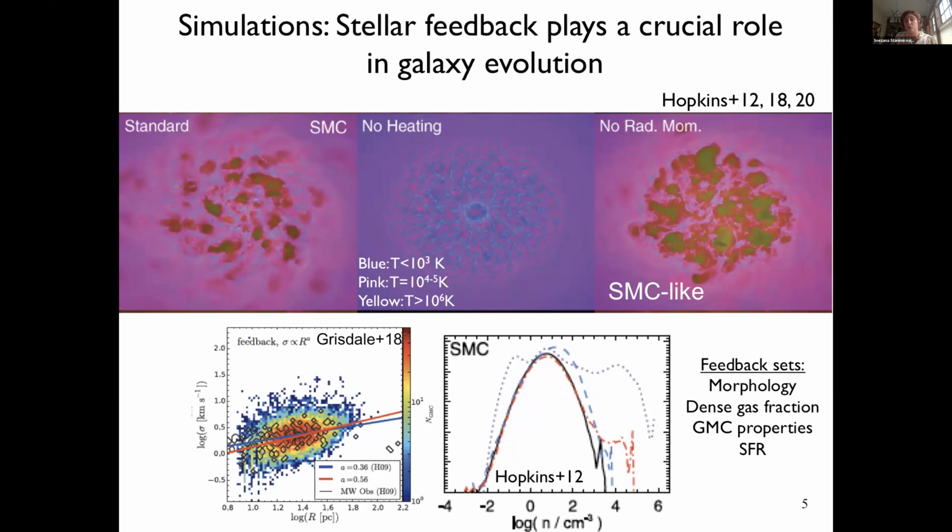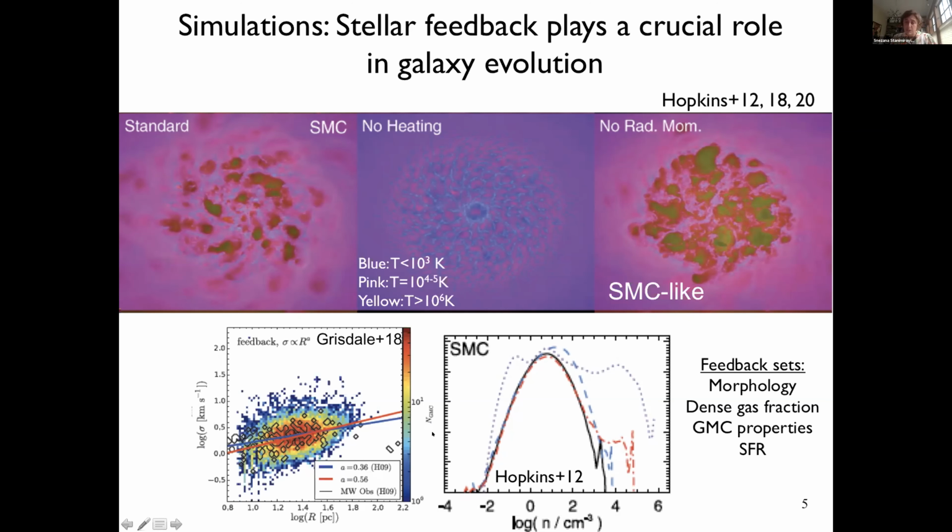And numerical simulations are telling us that stellar feedback plays a crucial role in understanding galaxy evolution and properties of the interstellar medium. For example, this work by Philip Hopkins and his group at Caltech shows that in order to explain fluffy morphology we see in galaxies, we need to include stellar feedback. So we need to include radiative momentum, we need to include supernovae.